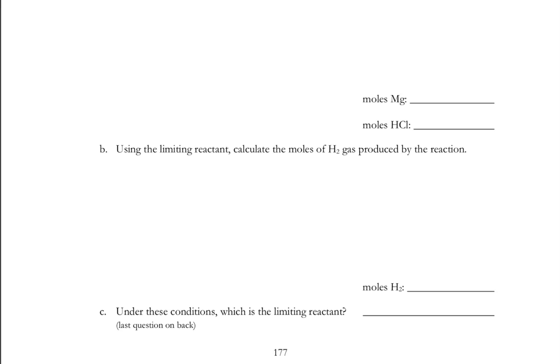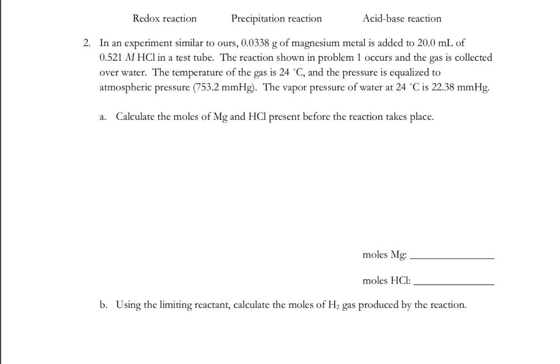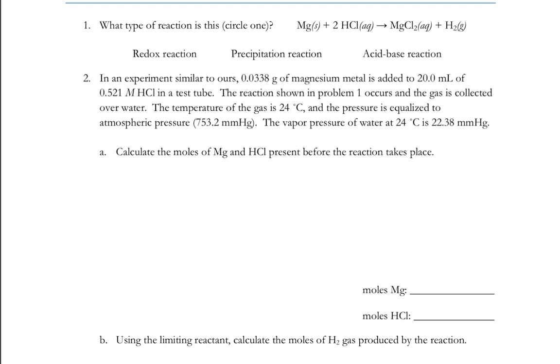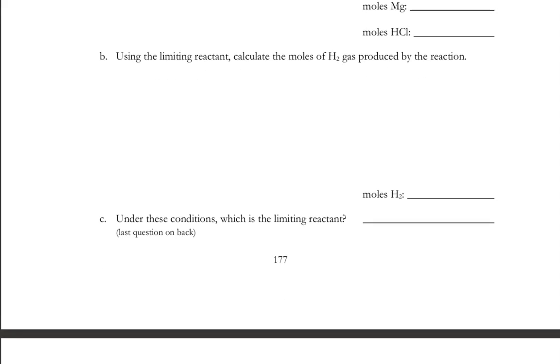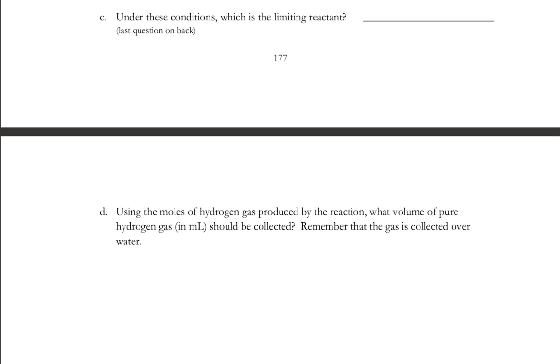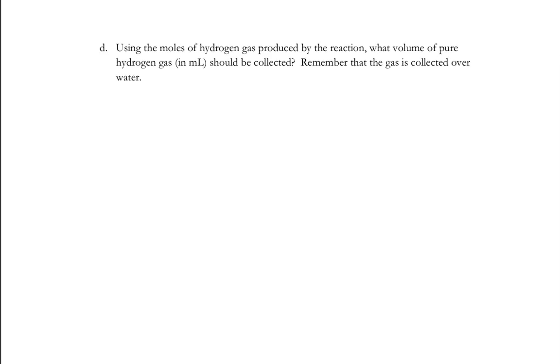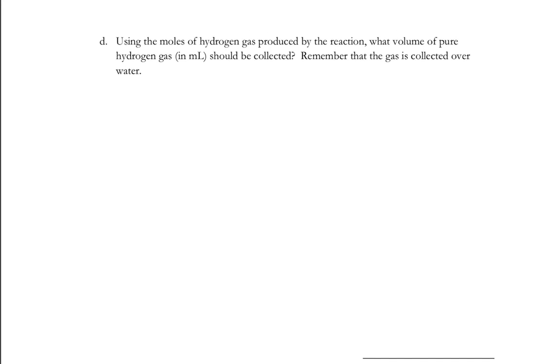Now back to problem B. So that means we have to calculate with magnesium. So we would go from moles of magnesium to moles of H2. We see they're on the 1:1 ratio. So that would give us the moles of the H2 that would be produced. Using the moles of H2 gas produced by the reaction, what volume of pure hydrogen gas in mLs should be collected? Remember that the gas is collected over water.